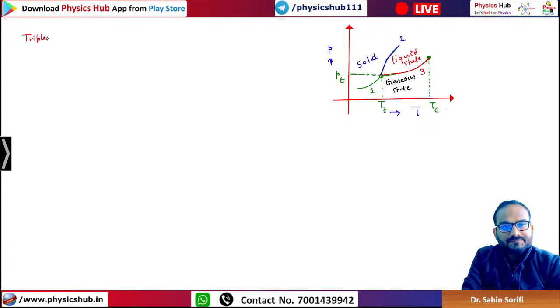Now you can easily define the triple point. What is the triple point? The triple point is the temperature at which all the phases are coexisting.